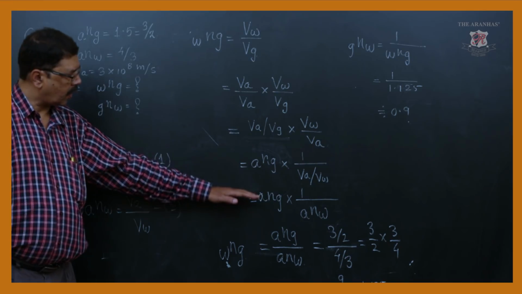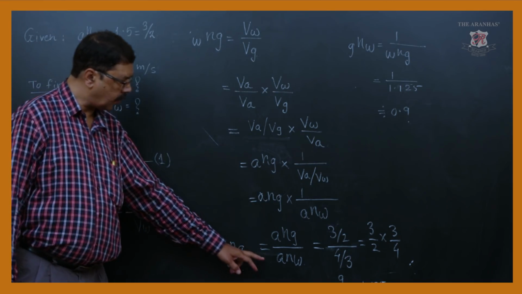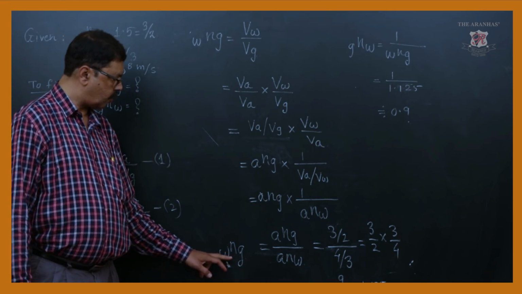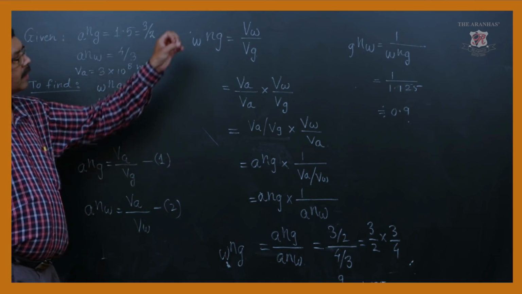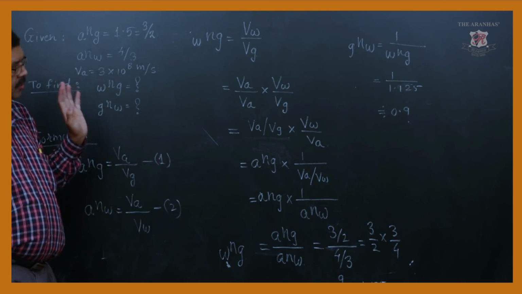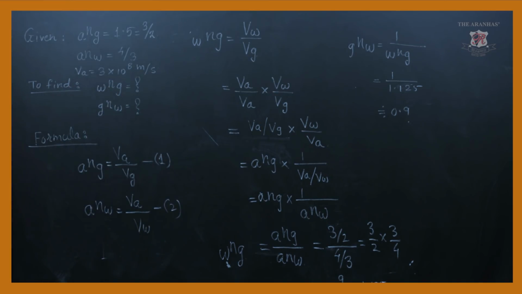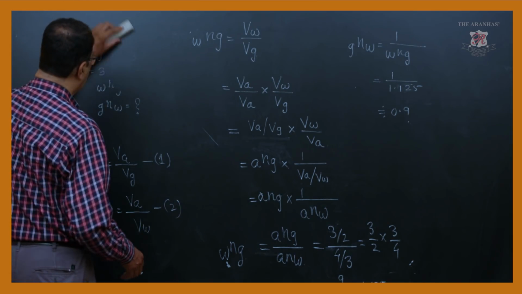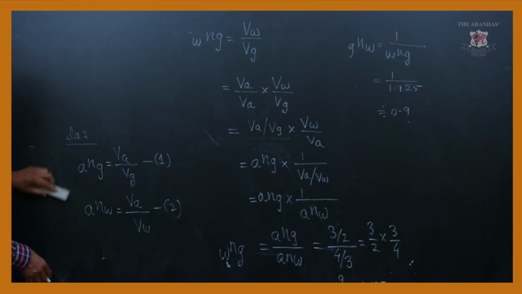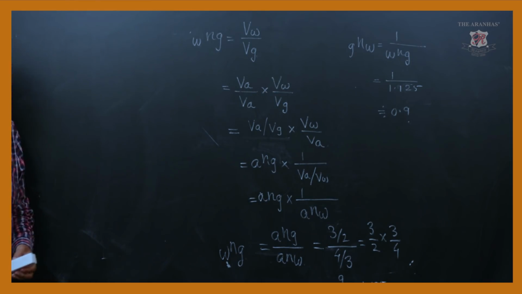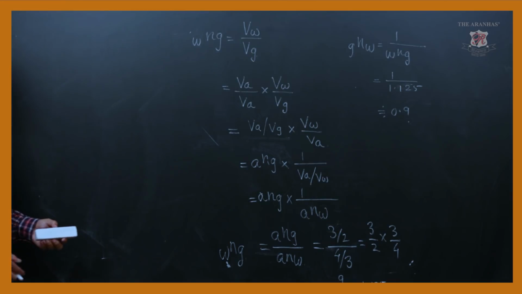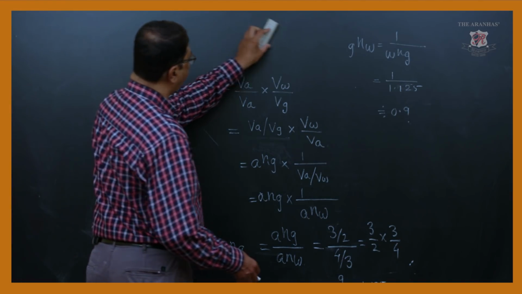This part you don't have to do in the exam. Remember the direct formula: wNg equal to aNg upon aNw, and then the reciprocal form of it also. Going to the next numerical, it is again an application type numerical, and then we will start with total internal reflection, one of the most important phenomena related to refraction.